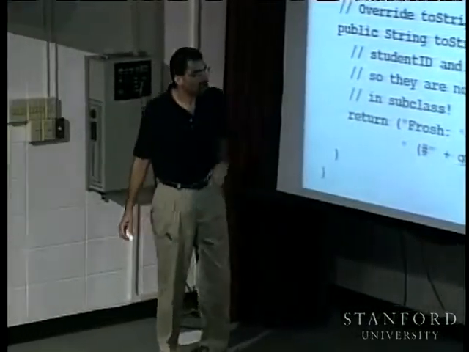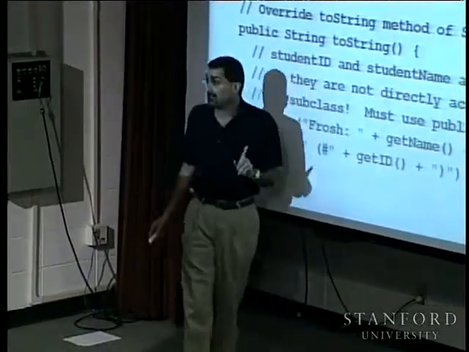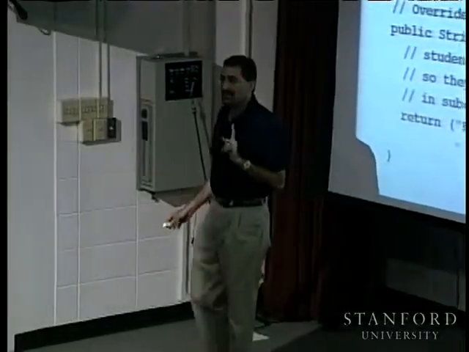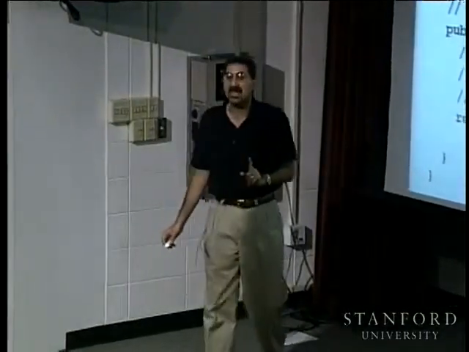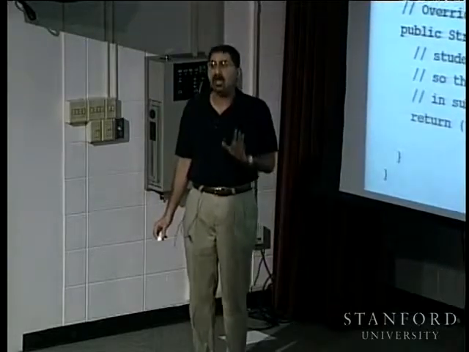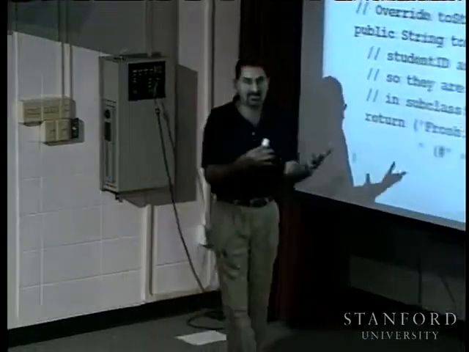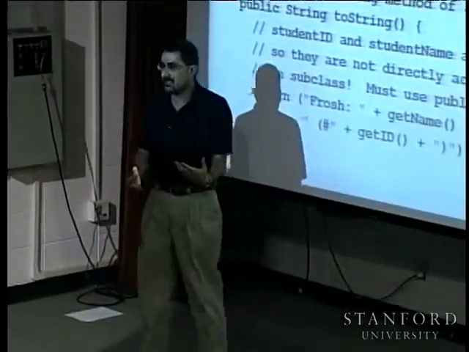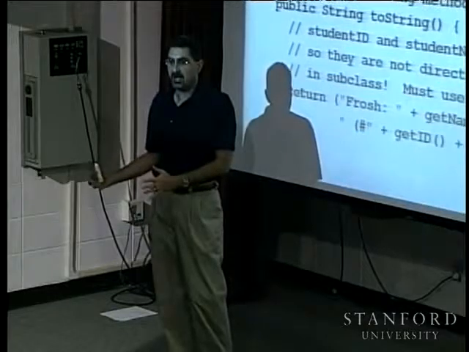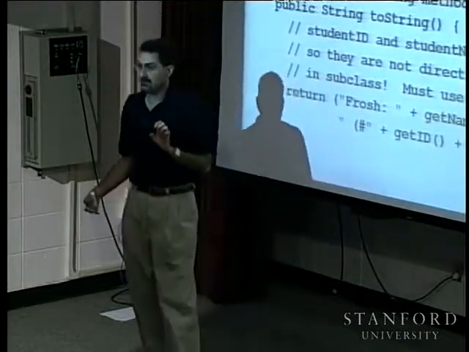So what we do here is, remember, student ID and student name are private. Now, the funky thing about private is even when I extend a class, when I create a subclass, that subclass does not have access to the private elements. And you're like, whoa, that's kind of weird. I have a student, and inside a student, I can play around with student name and student ID. But as soon as I create this thing called frosh, which is a subclass of student, it doesn't have access to those private elements anymore.